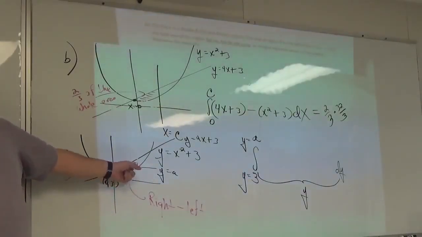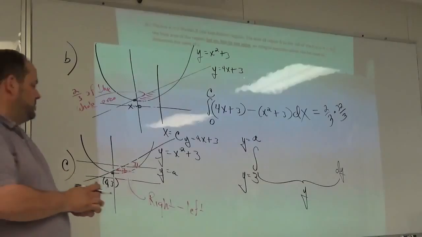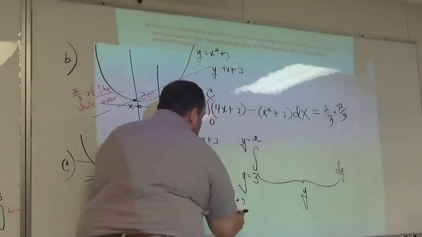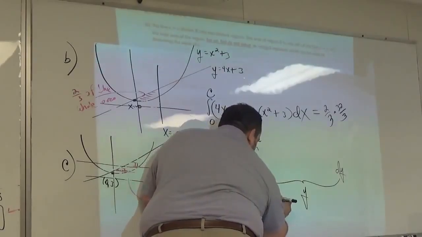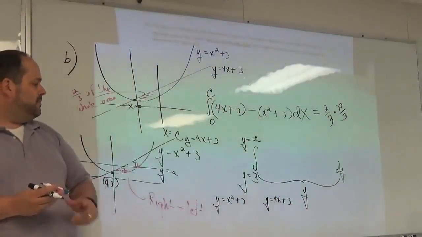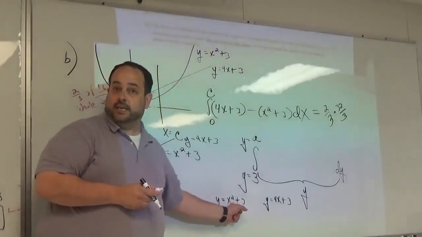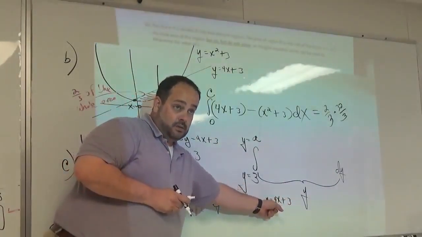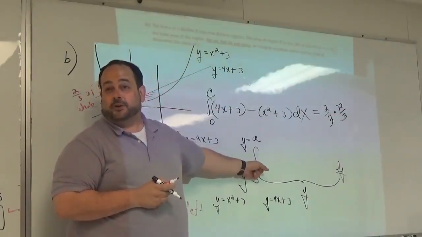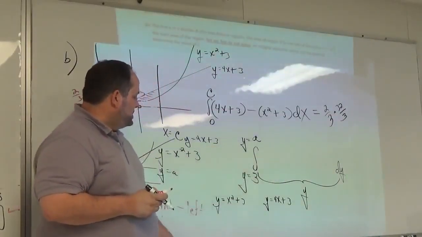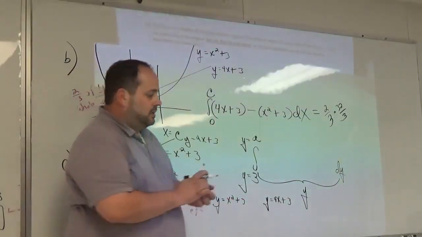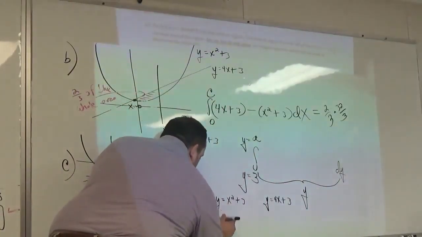x squared plus 3. Right, so the right one says y equals x squared plus 3. The left one says y equals 4x plus 3. The problem is if you say right minus left, you're not going to be able to use that in your integral because it has to be in terms of y. So rather than saying y equals x squared plus 3, you're going to have to solve this for x. So solve it for x.